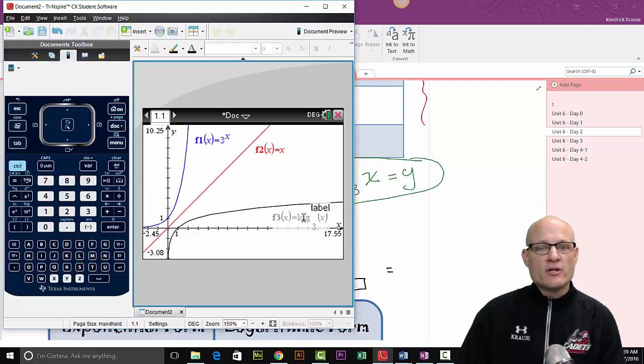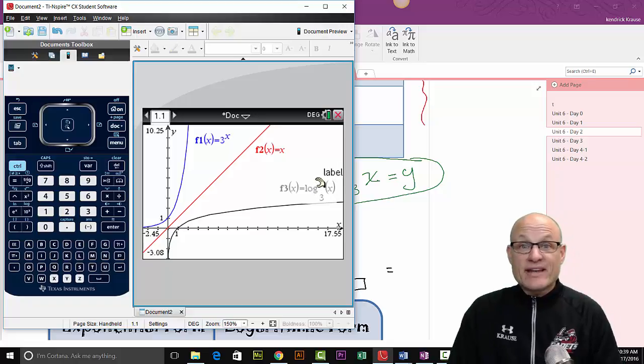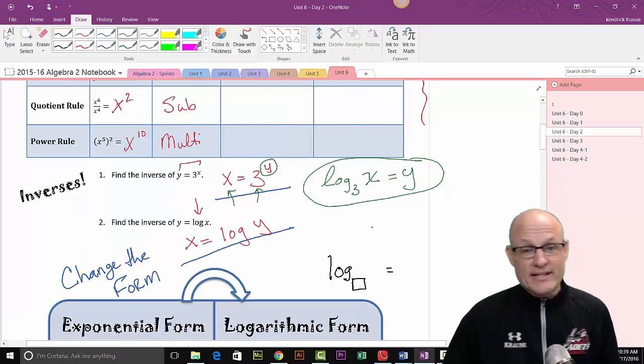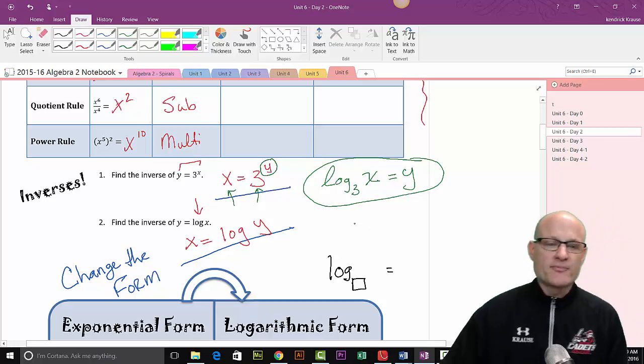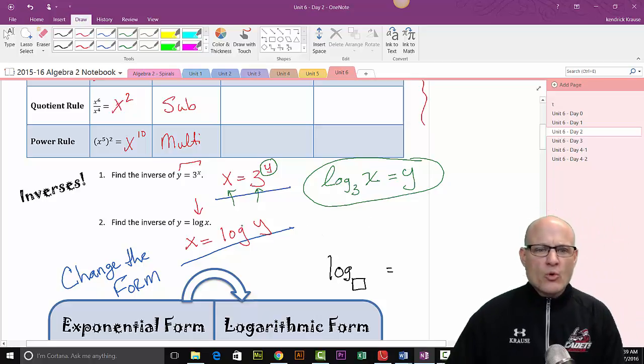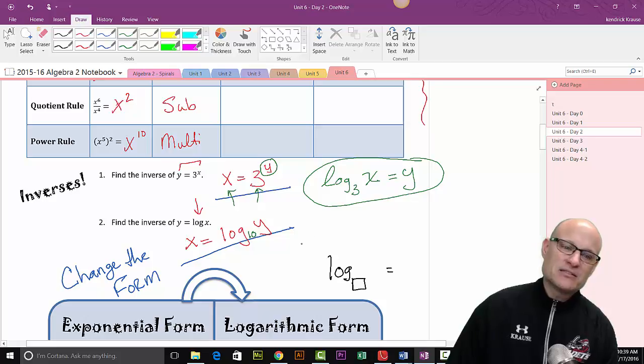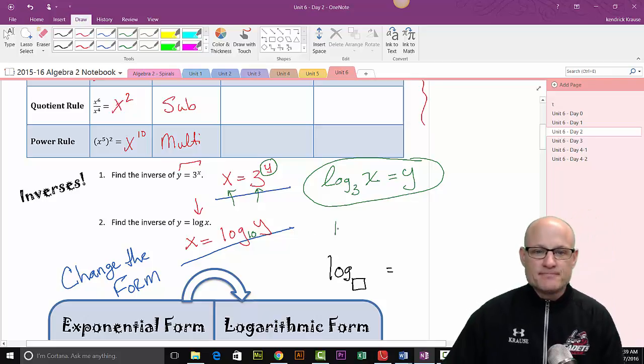Okay, so that's how we're going to change our form. Whenever the variable is an exponent, we're going to use this change of form idea. Oh, and in this case, one thing you need to remember, hopefully we talked about this the day before, is that if the base is not given, then the base is 10. So we keep the base, which is 10, and we switch these two. 10 to the x is equal to y.